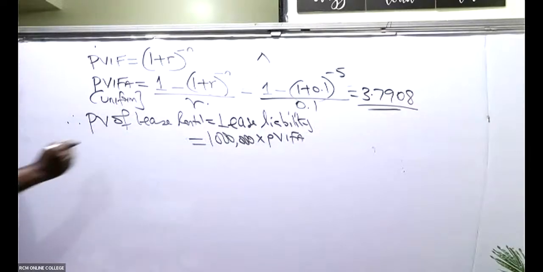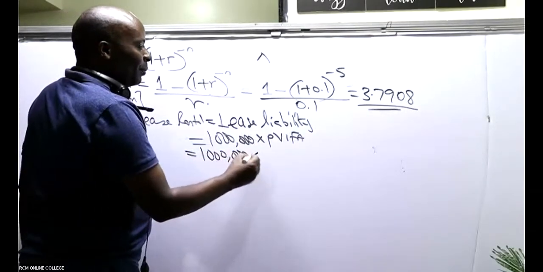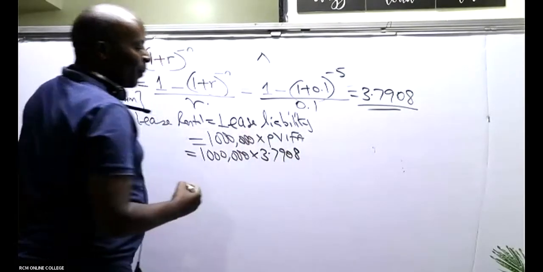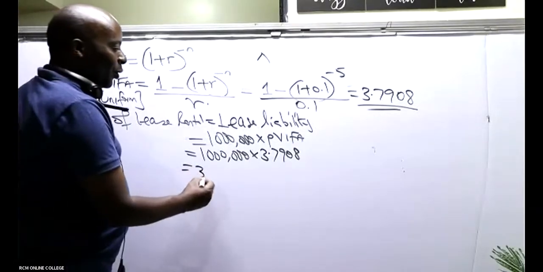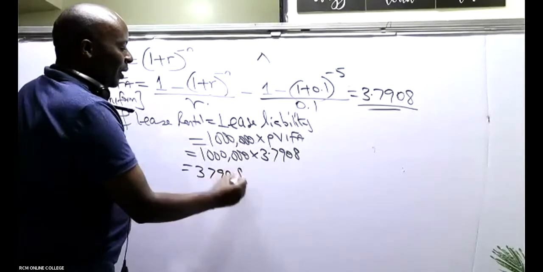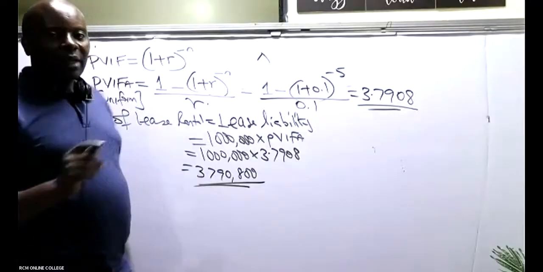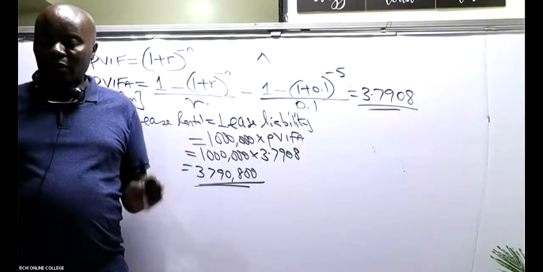So this will be $1 million, which you are paying every year, times PVIF of 3.7908, which will be the same as 3,790,800 Kenya shillings. So this is what we owe this gentleman, the landlord, in total, having discounted.